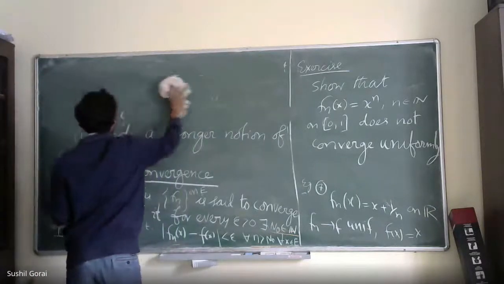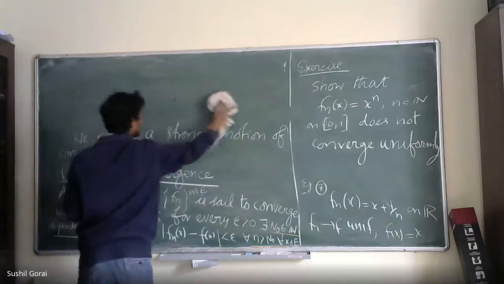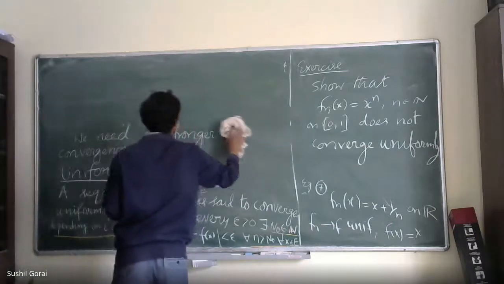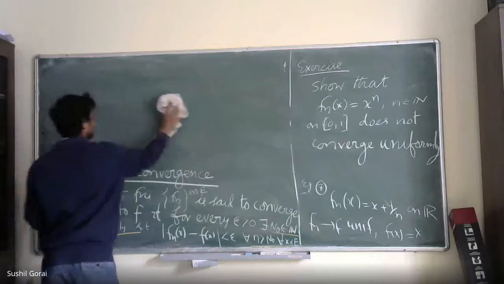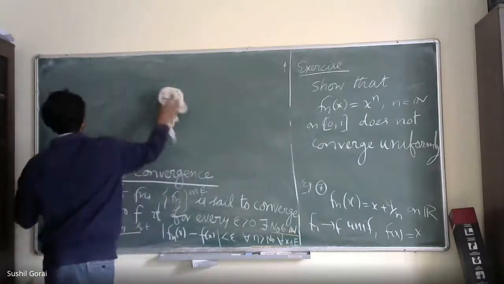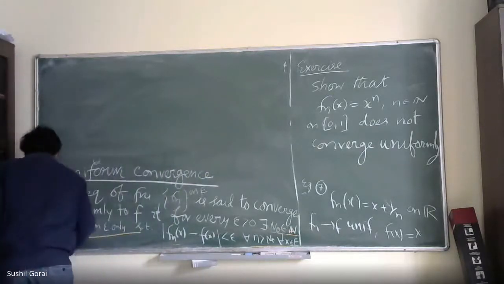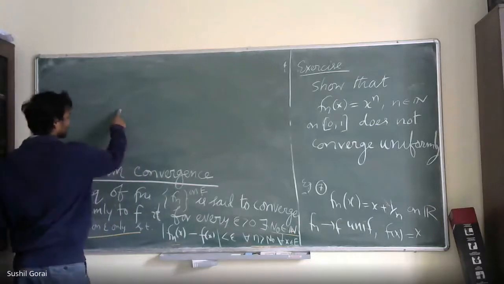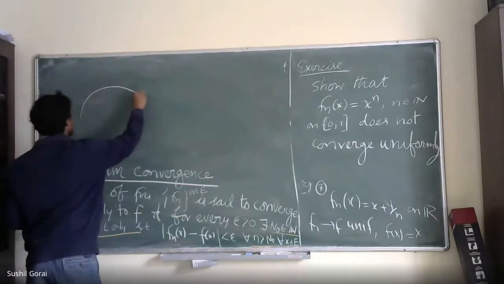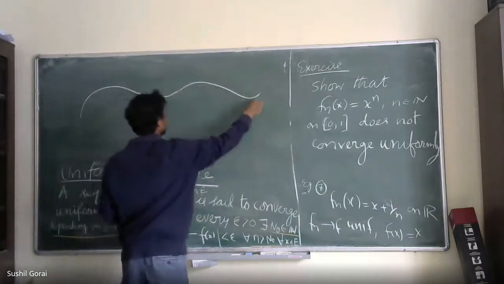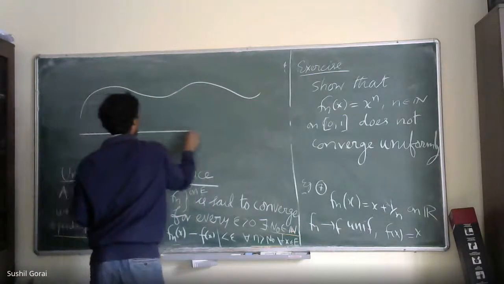That might clear the doubt a little bit. And next time we'll show that a uniform limit of continuous functions is continuous. Answering the question, suppose this is a function on an interval.